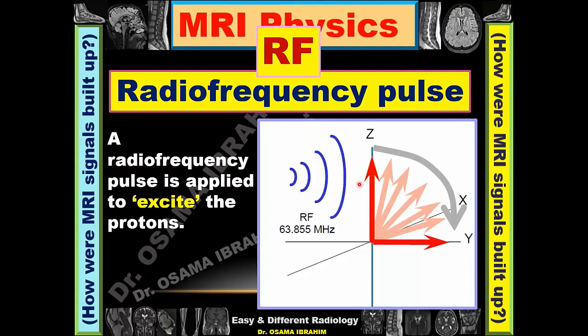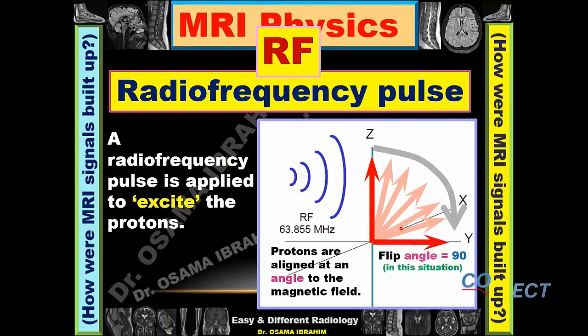What is the radio frequency pulse? This is the first step for building the MRI signal. The role of the radio frequency pulse is excitation of the protons, which are now aligned in the direction of the main magnetic field in this z-axis, and this excitation leads to movement of these protons in this xy plane to be in the transverse magnetization, forming an angle. This angle, which forms between the new alignment of the protons and the main direction of the magnetic field, is called the flip angle, and according to the flip angle, the MRI sequence is built.